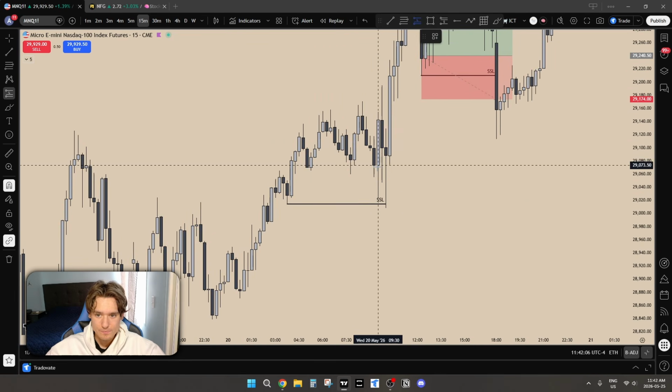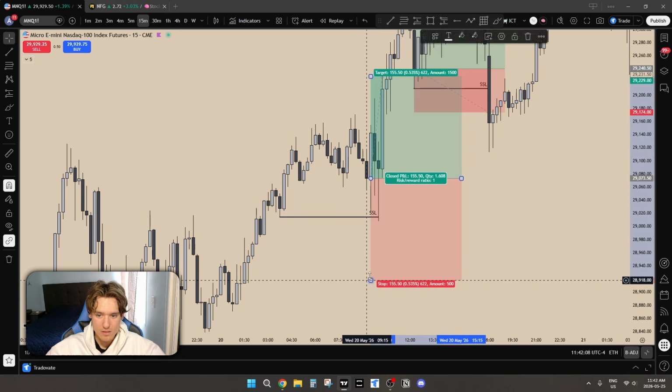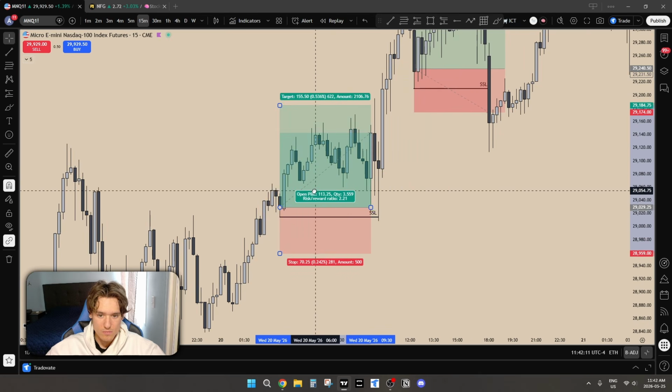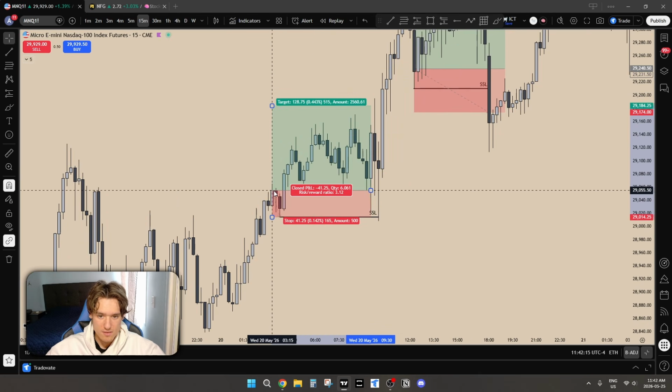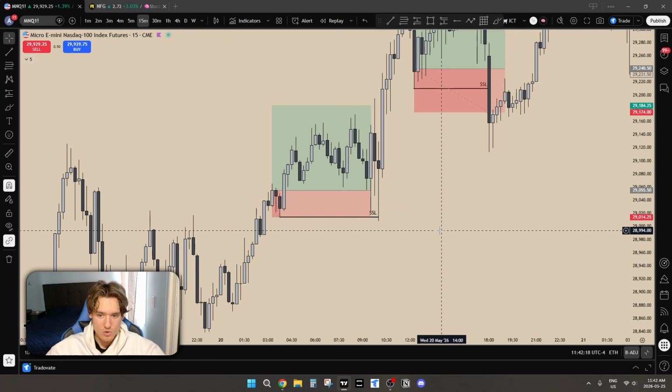Same thing over here. Everyone that wanted to take longs in the market, where's their stop loss going to go? It's going to go right below this wick. Say they took their entry here. Stop loss is going to go right below this wick.